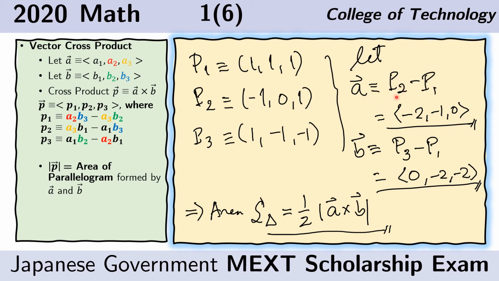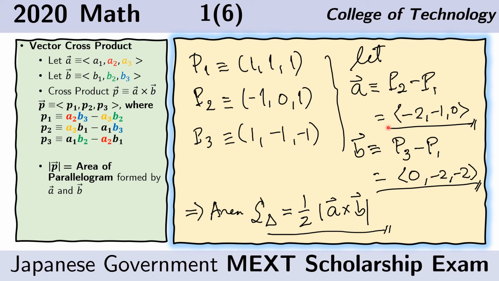And computing side A is straightforward because that is just the coordinates of P2 minus the coordinates of P1, and there you will have this vector. This is the side A, and a similar process is done for side B. We just subtract the coordinates of P3 and the coordinates of P1, and so we get this vector.